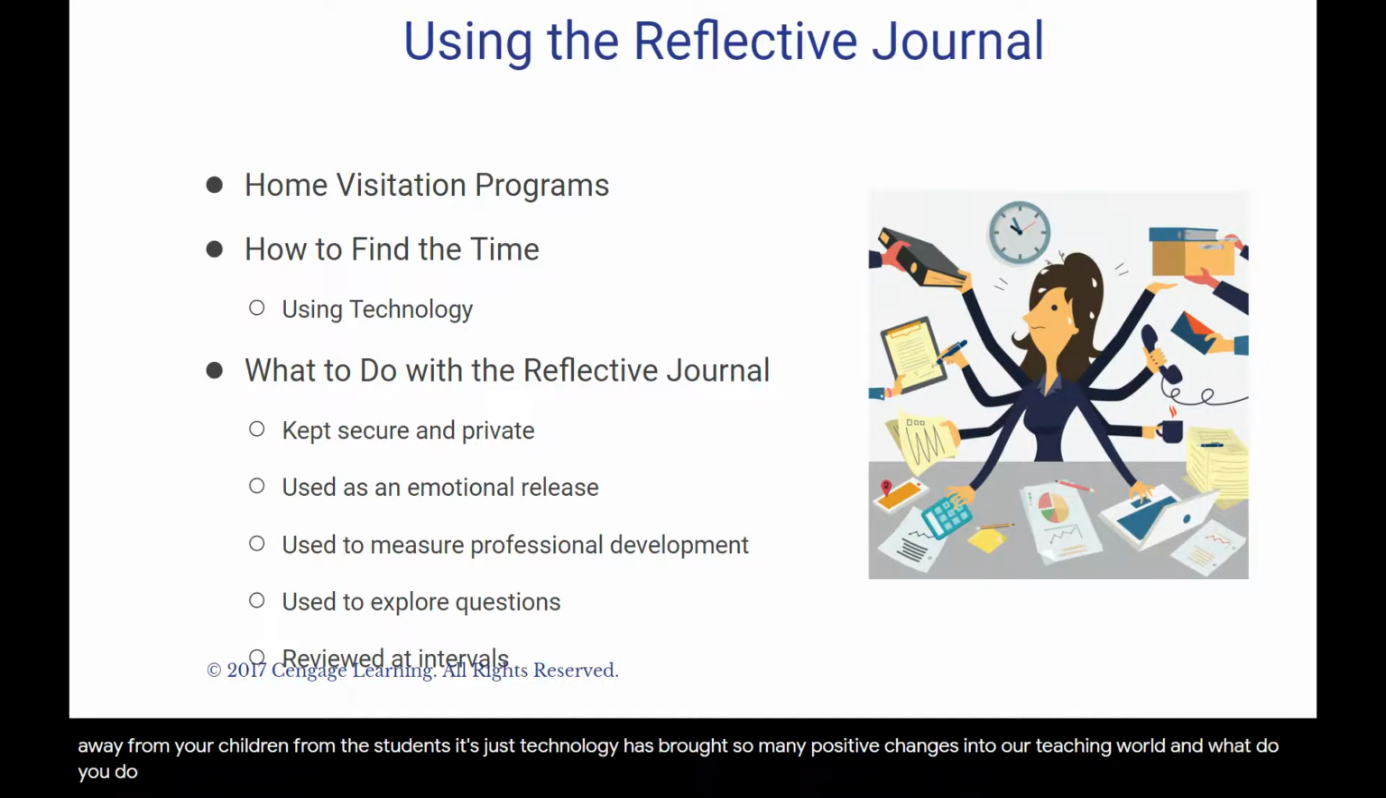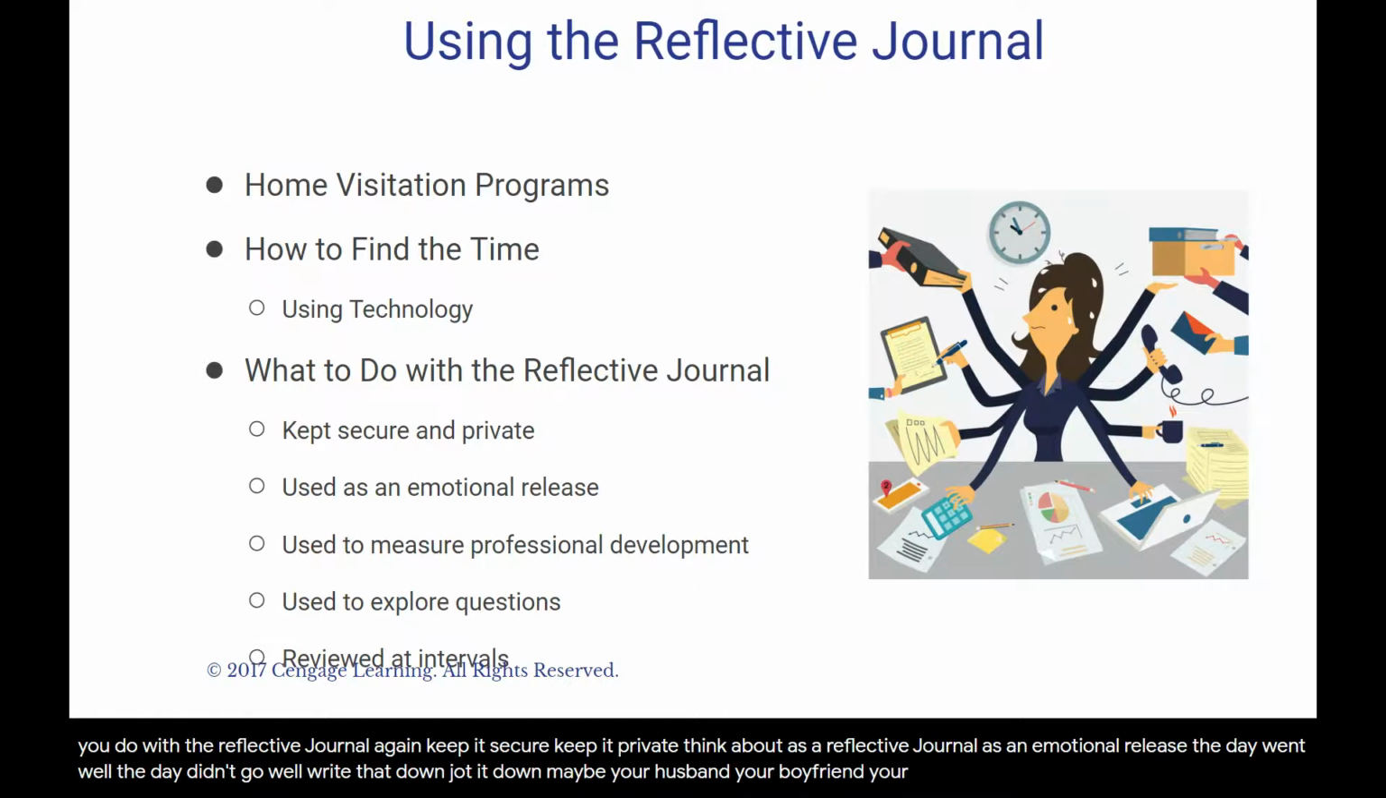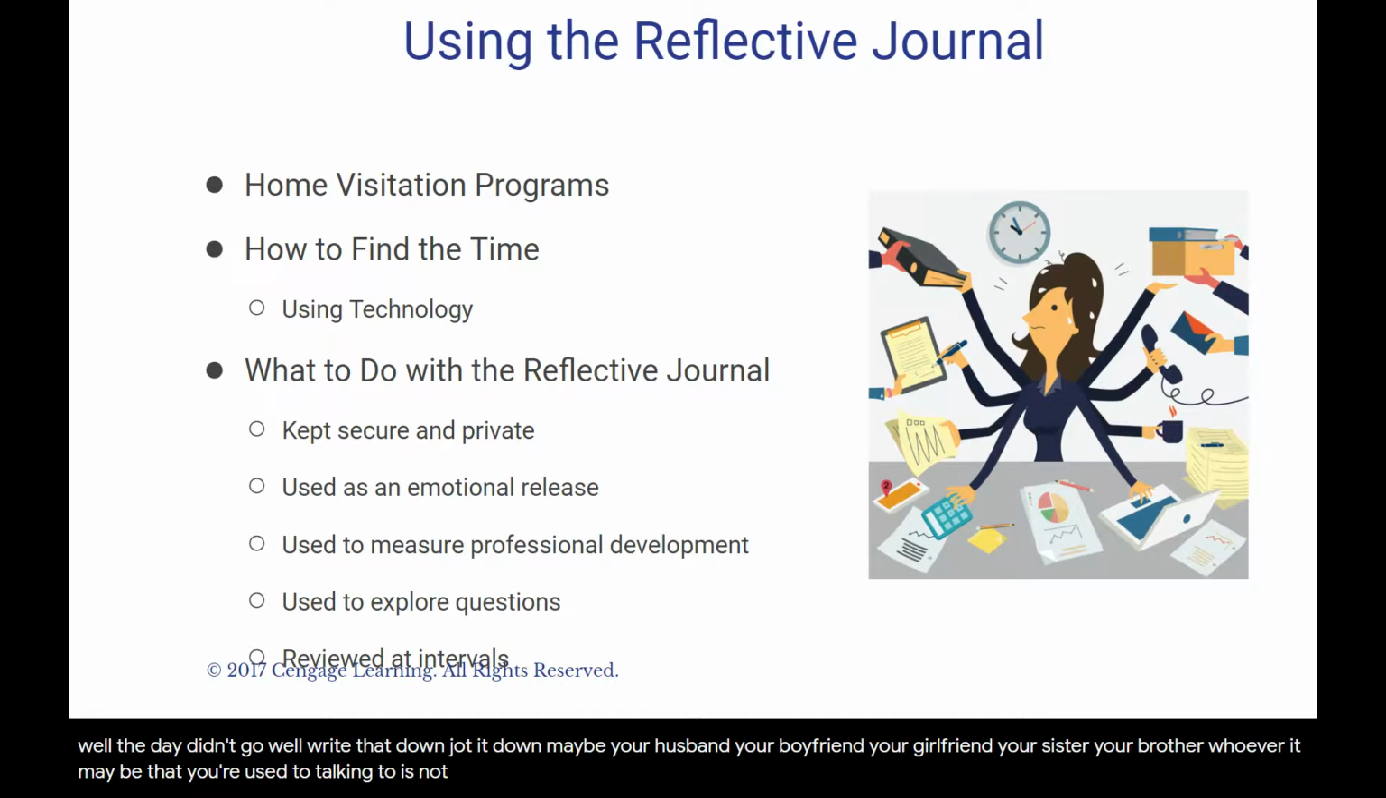And what do you do with the reflective journal? Again, keep it secure, keep it private. Think of the reflective journal as an emotional release. The day went well, the day didn't go well. Write that down, jot it down. Maybe your husband, your boyfriend, your girlfriend, your sister, your brother, whoever it is that you're used to talking to, is not there for you every single day to listen to all your issues.